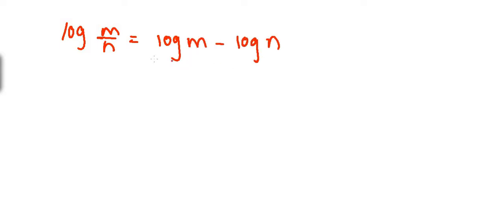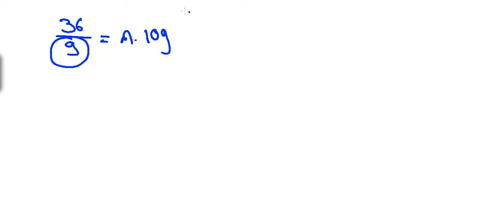For division, the rule of logarithm is log of m upon n is equal to log of m minus log of n. The division is converted into subtraction. Now consider a very simple division, 36 divided by 9. Now the number in the denominator, we have to subtract its log. So this is equal to antilog of bracket log of 36.